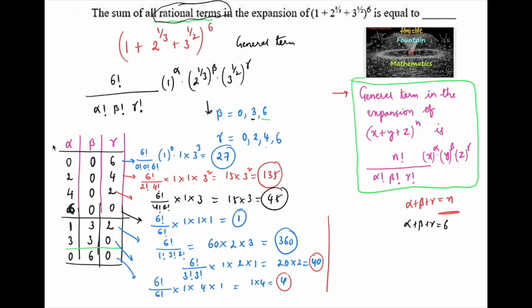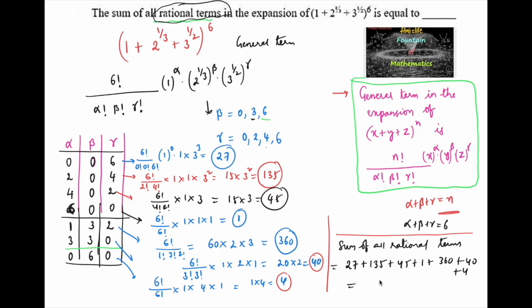Now sum of all the rational terms. Sum of all rational terms in the expansion, we can say 27 plus 135 plus 45 plus 1 plus 360 plus 40 plus 4, which is equal to 612. So 612 is the answer. It's a numerical. We can write the answer 612.